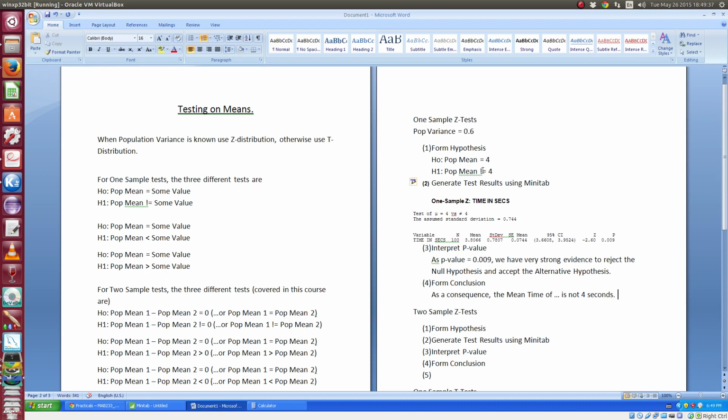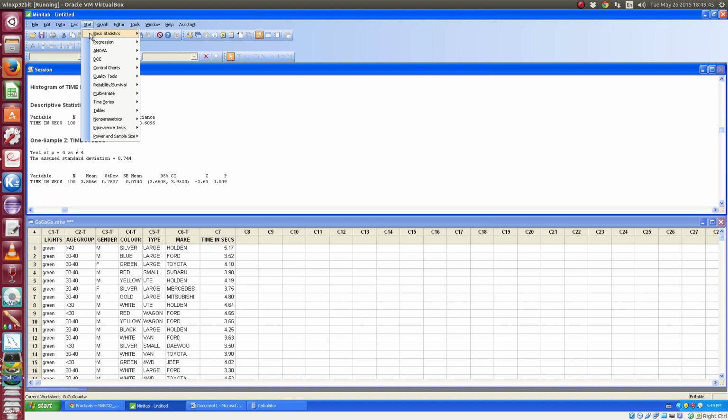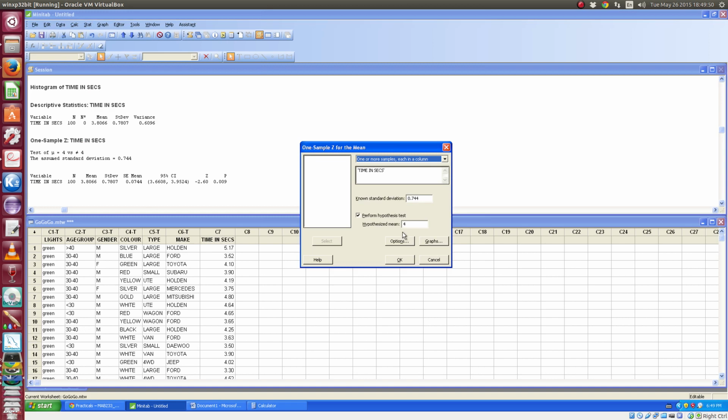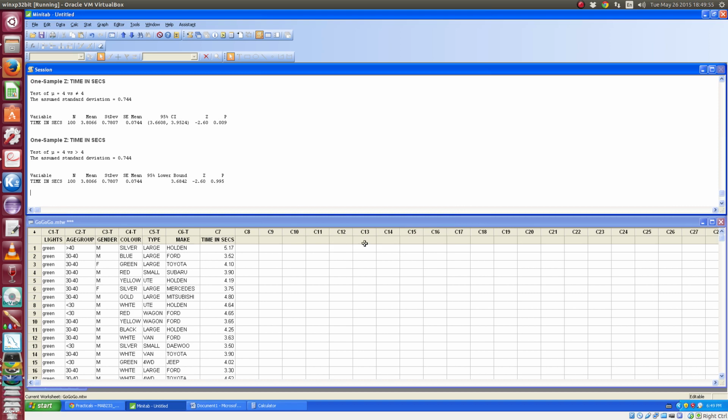If, however, we'd changed this to say greater than 4, let's have a look to see what the results would be. I'm not going to write it all out, but this is how you write out in detail all the hypotheses. If we go to one sample Z, everything stays the same. The only thing that changes is that it's greater than 4. Click OK, and we've got a p-value of 0.995. So in that situation, what I meant to say is we have very, very poor evidence, or virtually no evidence, to support the alternative hypothesis.